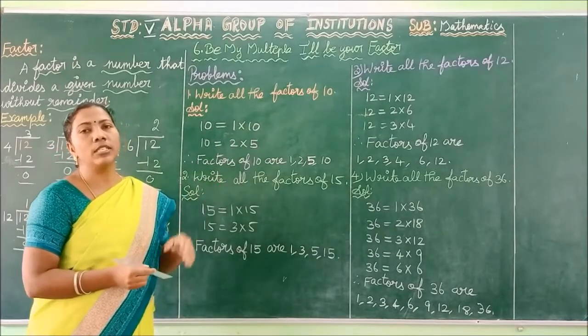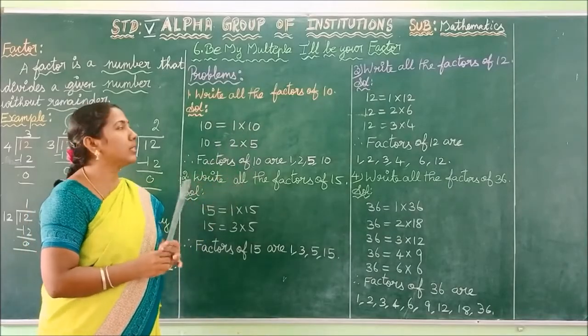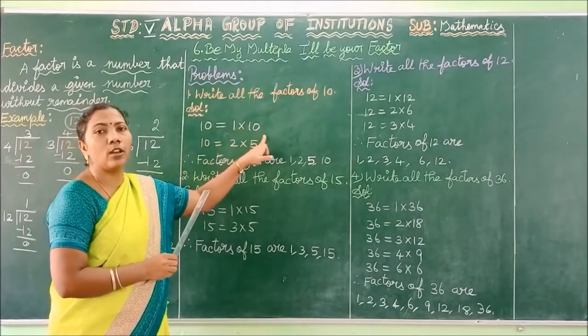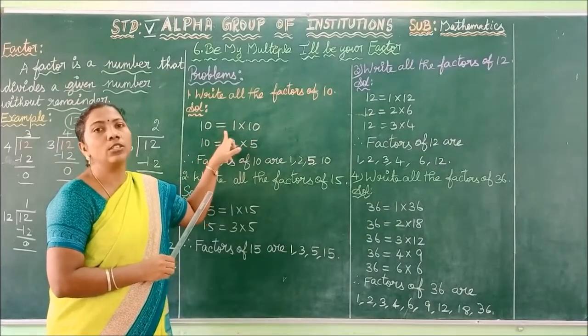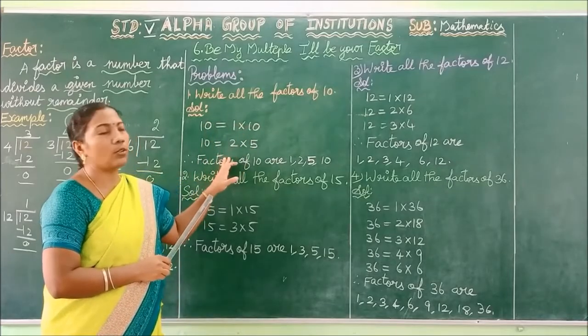Suppose the given number is 15, then first you have to write 1 into 15. So the first step is you have to write like this. 10 equal to 1 into 10. Why we are writing like this is in order to find the factors of 10.